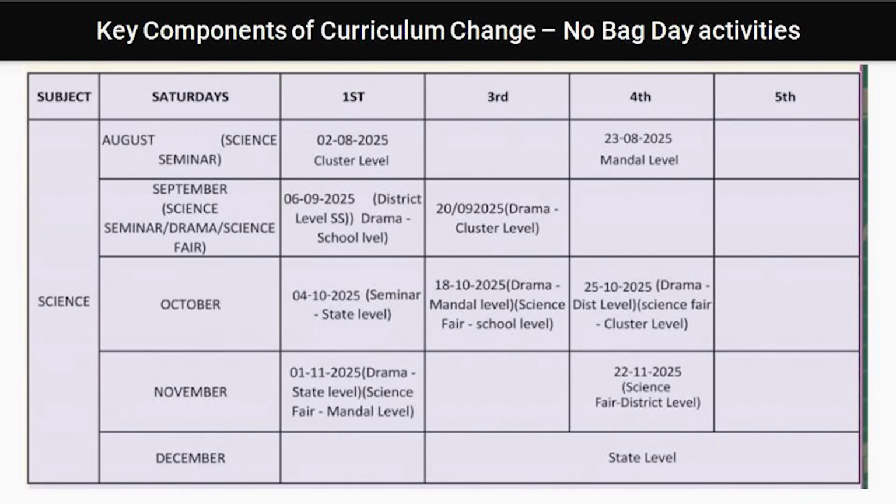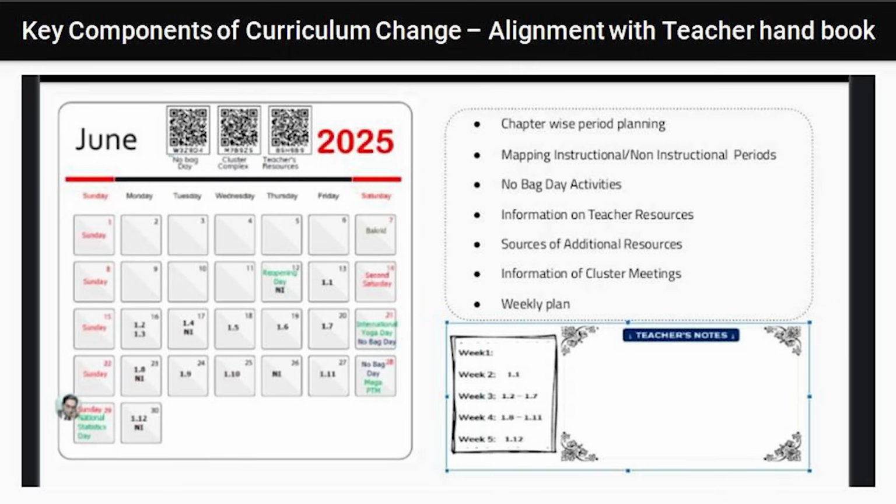If you observe the science drama, that is cluster level in the month of September. In the month of October, district level. In the month of November, state level. Likewise, the science fair also: in the month of October, there is a cluster level science fair. In the month of November, there is a district level. In the month of December, there will be a state level science fair. Here, we already discussed the number of working days and the number of teaching periods.